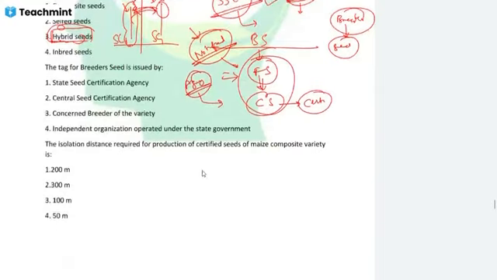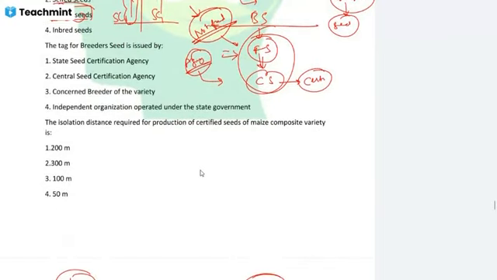Next, we have a question regarding the tag for the breeder seed: it is issued by whom? So who will issue this tag? Okay, the concerned breeder of a variety. Very good. So we have different classes of seeds. I will just mention all the different classes of seed, starting from nucleus seed, breeder seed, registered seed or foundation seed, certified seed, and truthfully labeled seed.